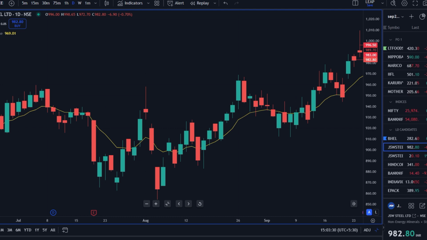So the first thing is, on the intraday chart, you can see that it has made a nice shooting star pattern. So I expected that the resistance would be at 996 and the support would be at 982.75.